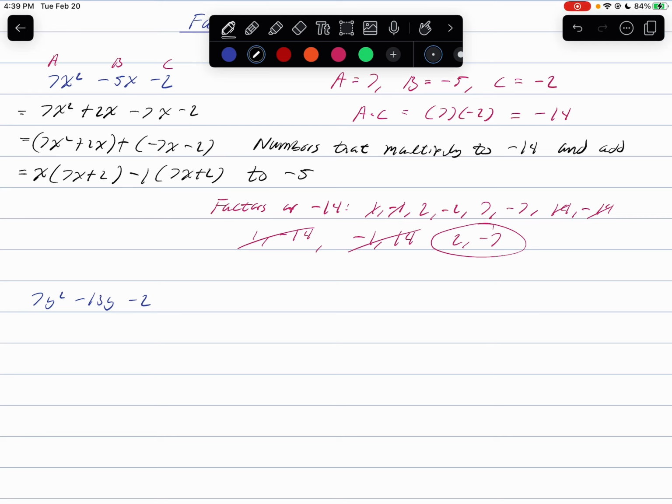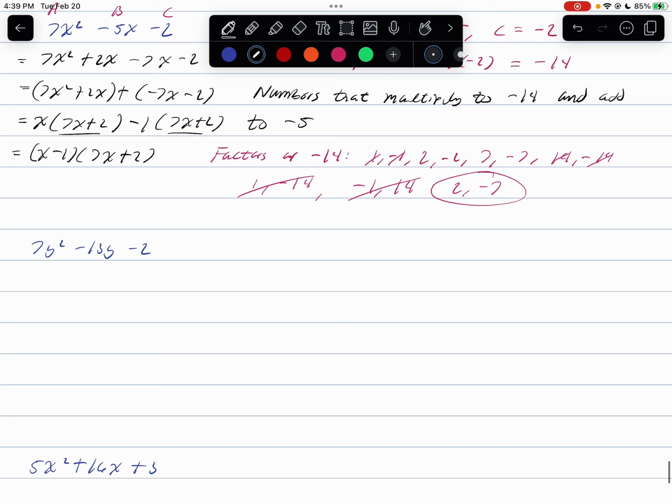And if you need a refresher on this, go back and watch the previous video where I discussed how this is just like undistributing a term here. Okay, that's all we're really doing here, is factoring out 7x plus 2. So we're going to have x minus 1 times 7x plus 2. And let's make sure this is right. What's really nice about these is because we have the FOIL technique, we can actually double check our answer very quickly. So we can FOIL.